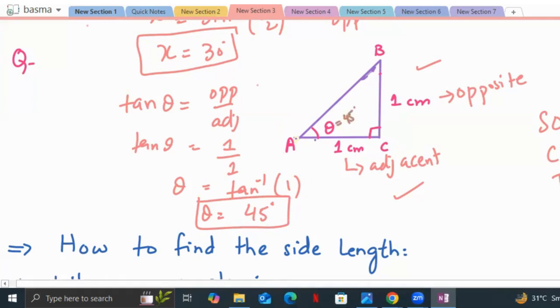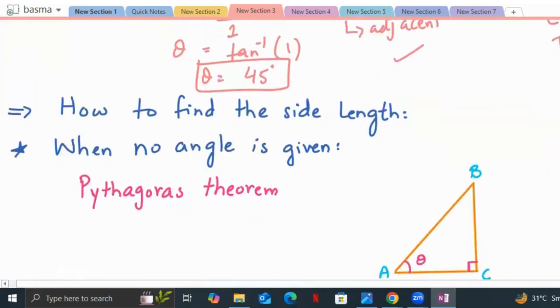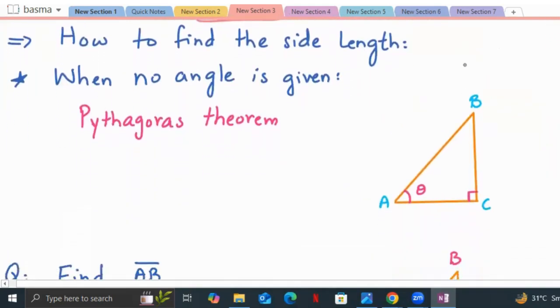So this is how we can find the unknown angles. Now look at the next thing: how to find the side length when no angle is given.